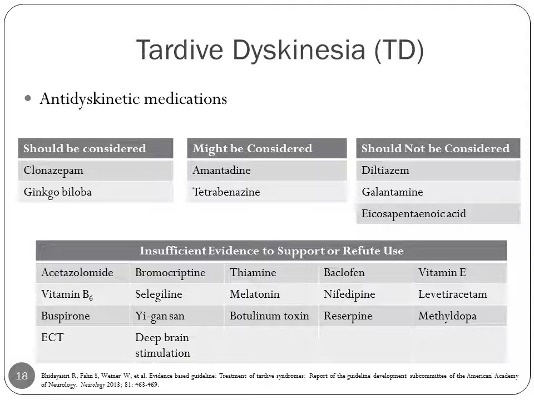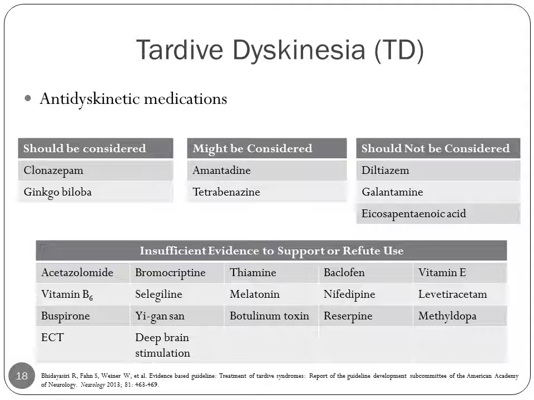This slide includes tables of medications that either should be considered, might be considered, or should not be considered for treatment of tardive dyskinesia. This comes from the American Academy of Neurology and is based on the evidence levels for these treatments. Of the medications listed, I've seen tetrabenazine used most often, and this is actually a treatment for Huntington's disease, so it does not have an indication for tardive dyskinesia, but providers will use it.